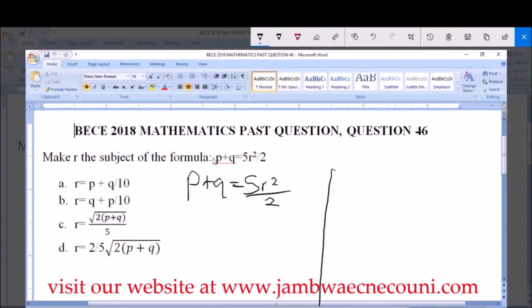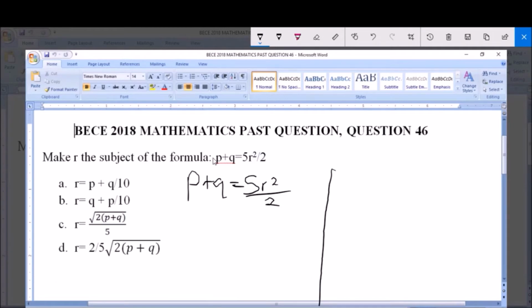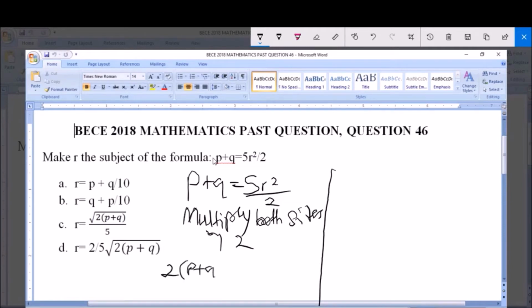Now to remove this 2 from both sides, we simply say what? Multiply both sides by 2, and so therefore we have that 2 into P plus Q is equal to 5R squared, because when you multiply 2 to this place, we cancel this 2, so you have 5R squared here.